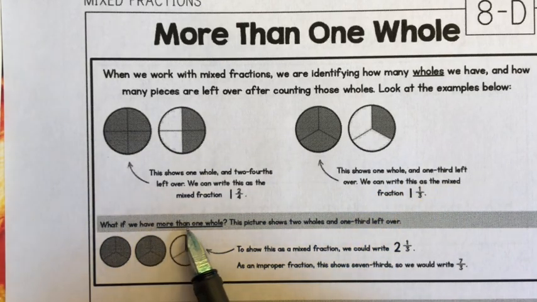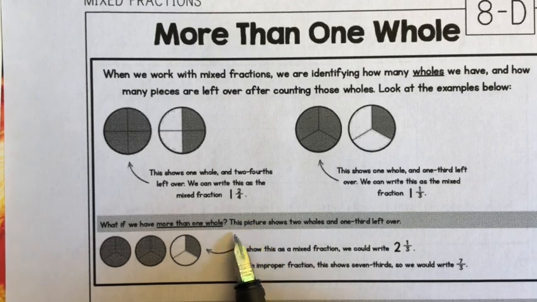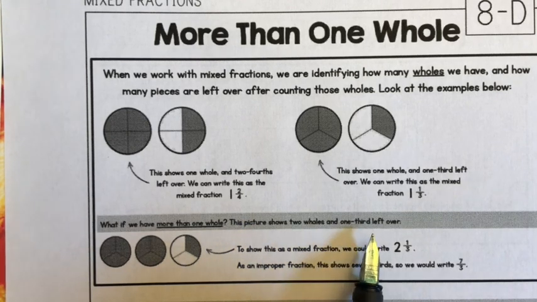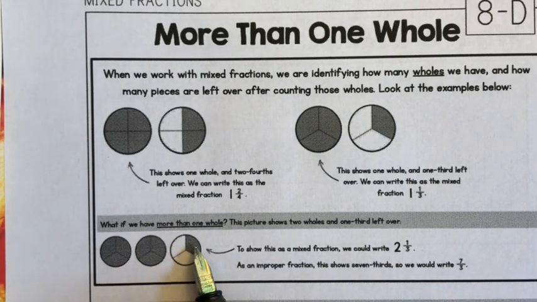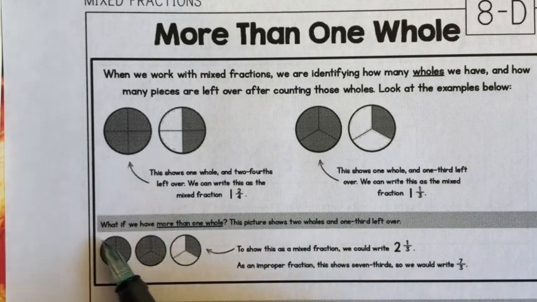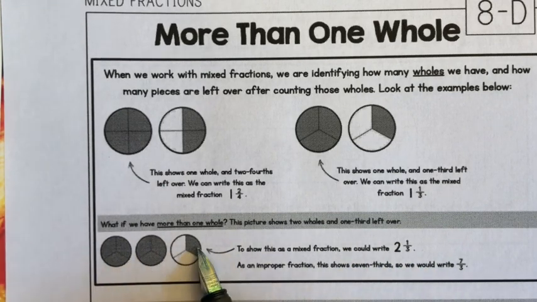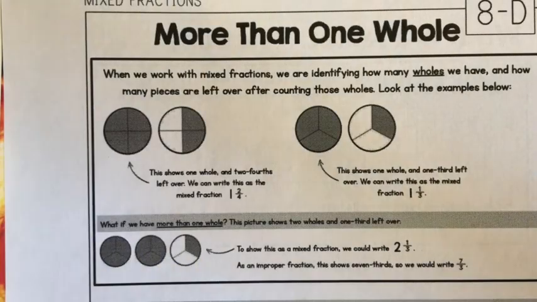What if we have more than 1 whole though? This picture shows 2 wholes and 1/3 left over. So imagine that these are pies and you baked yourself 3 pies, and your parent comes home and says, "Ooh, smells good. How much pie is left?" And you'll say, "Well, I have 2 whole pies and 1/3 left over. So I have 2 and 1/3 pies." As an improper fraction, this shows 7/3. So we would write 7 out of 3 because you have 1, 2, 3, 4, 5, 6, 7 pieces, and they're all cut into 3 pieces.